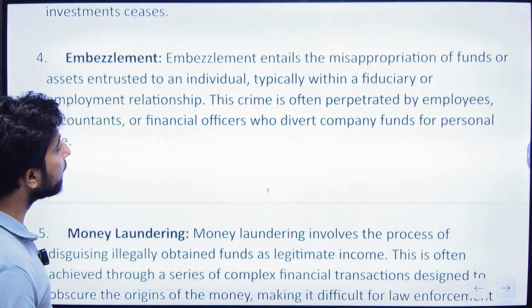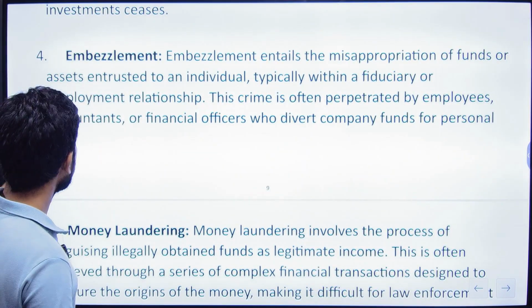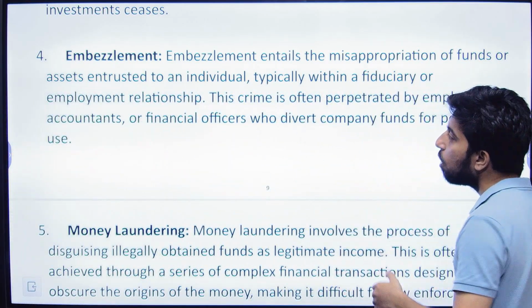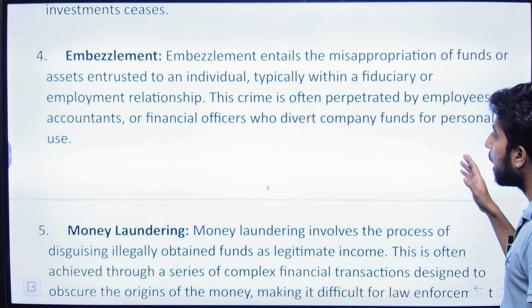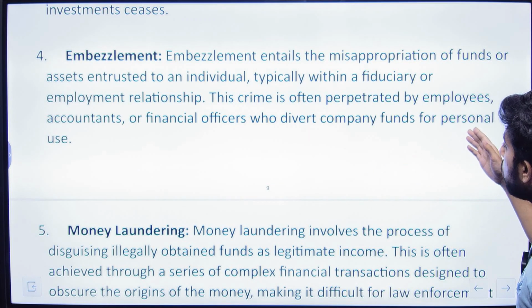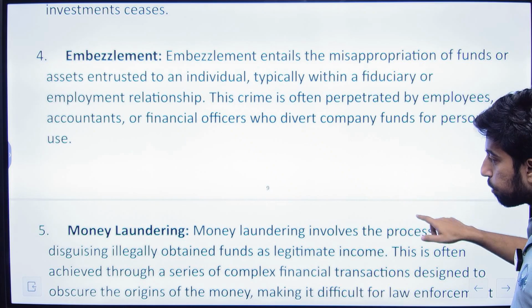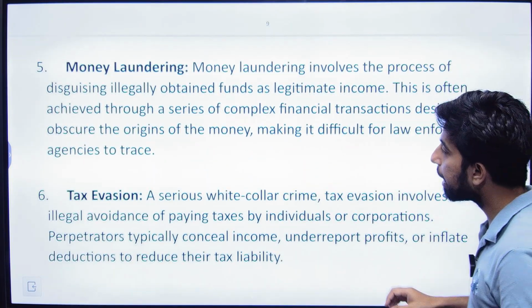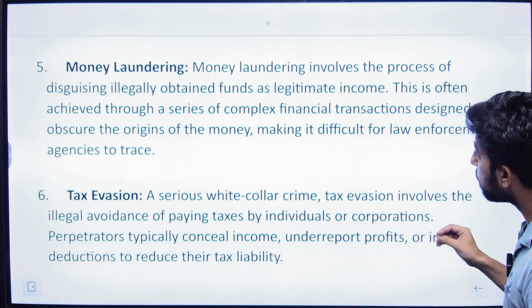Embezzlement. Embezzlement entails the misappropriation of funds or assets entrusted to an individual, typically within a fiduciary or employment relationship. This crime is often perpetrated by employees, accountants, or financial officers who divert company funds for personal use. Money laundering. Money laundering involves the process of disguising illegally obtained funds as legitimate income.